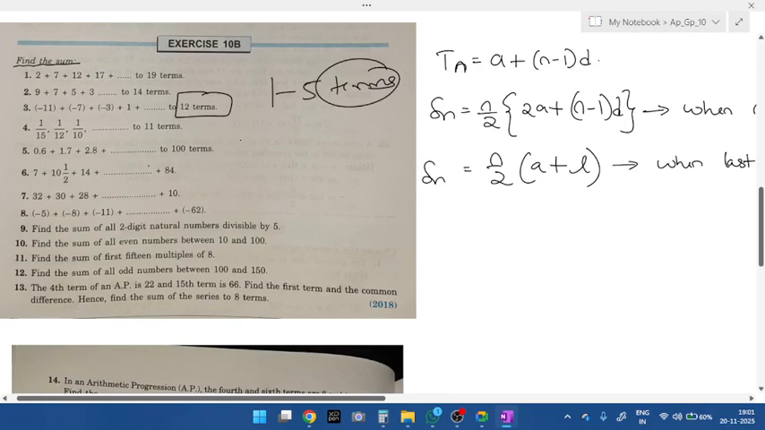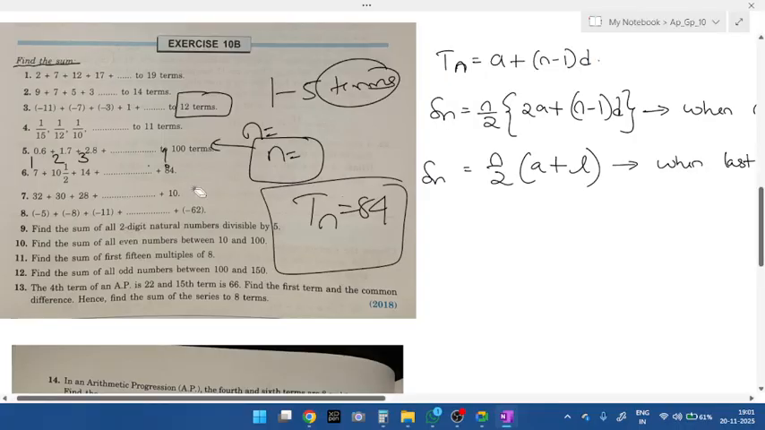Up to question five, the number of terms was given, students. The n value was given. What about the sixth question? Is n value given? No, right? Instead of the number of terms, they haven't given the position. Which position is 84 in? Look here: 7 is the first position, 10 1 by 2 is the second position, 14 is the third position. We don't know where 84 stands. We don't know the position, but the value is given. T of n is 84.